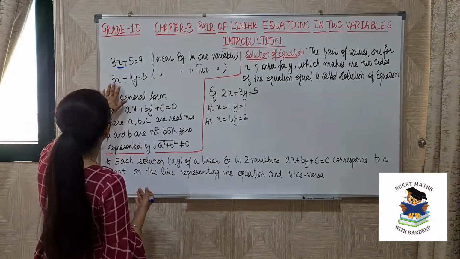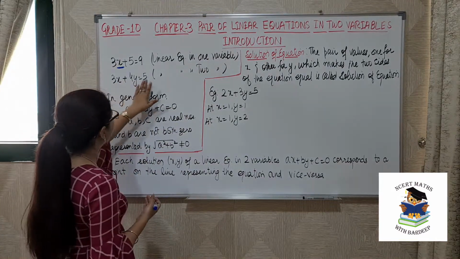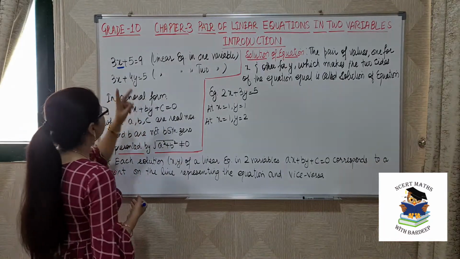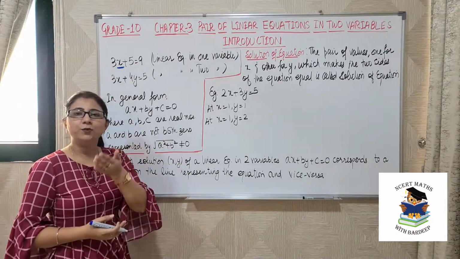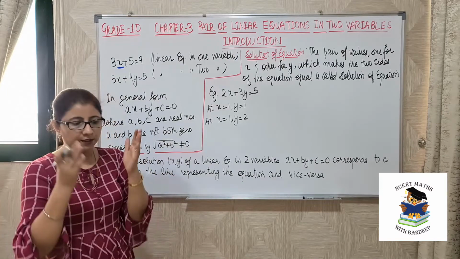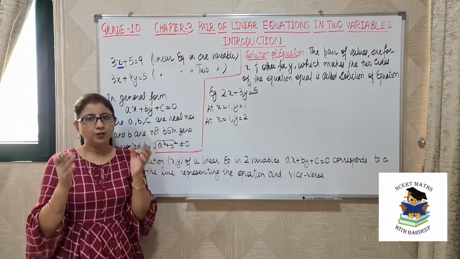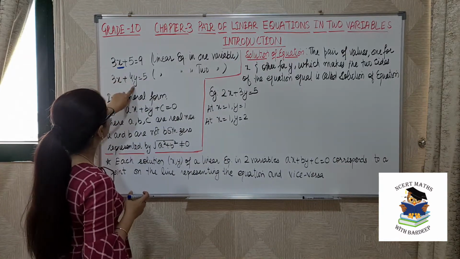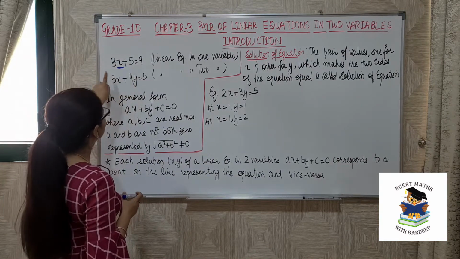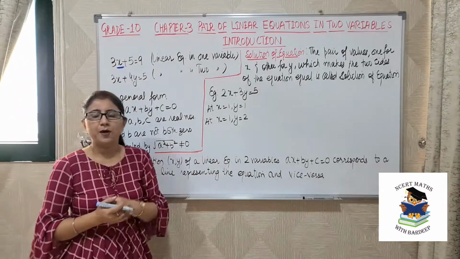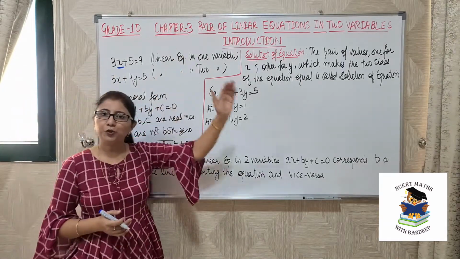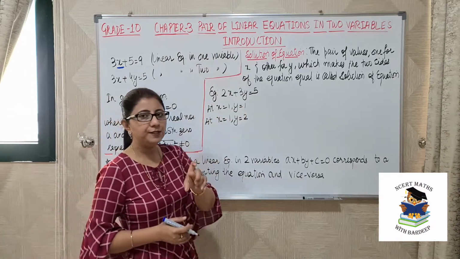Let's take another example. This is 3x plus 4y equals to 5. Now we can see we have two different variables, that is x and y. Then we will check the power or the degree of both variables. Here x has power 1, y has power 1, which means both variables have power 1. So this will be a linear equation in two variables. I hope the difference is clear.